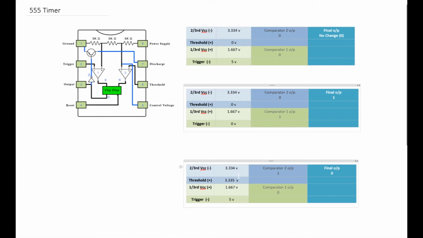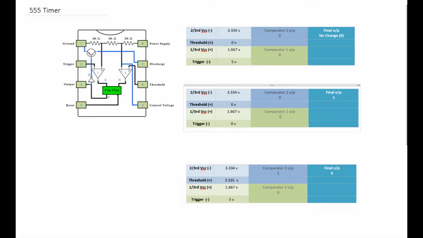As soon as it crosses the 3.334 volt mark, and let's say it comes to 3.335 volt mark, the comparator 2 is now comparing 3.335 volts on the non-inverting terminal and 3.334 on the inverting terminal, which would give us a 1 output or a logic high output on the comparator 2, which is the input to the reset of the flip-flop. So the flip-flop would get reset. As soon as it gets reset, our output becomes 0. So the final output becomes 0.